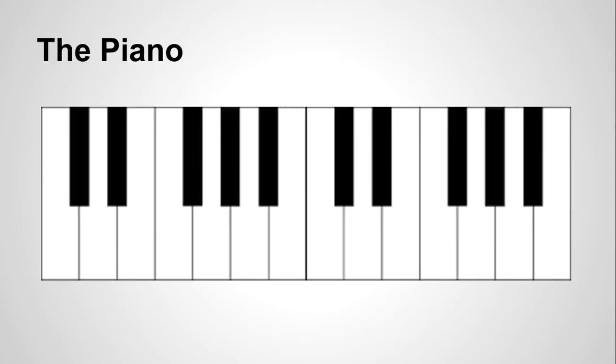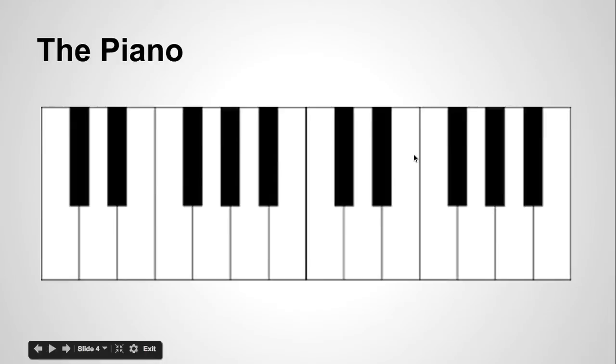Now let's look at the piano. If you look at the piano, we have white keys and we have black keys. But what we want to focus on now is the black keys and how they appear in a pattern of 2 black keys, a space, 3, space, 2, space, 3, and so forth. And that's the pattern that continues: 2, 3, 2, 3, 2, 3.